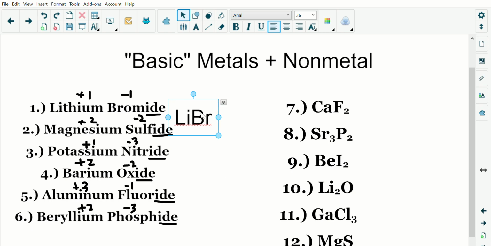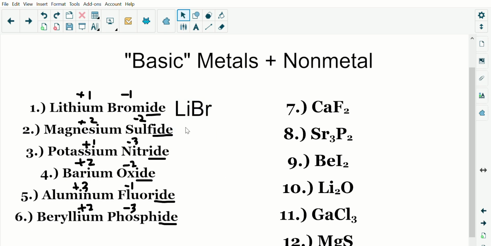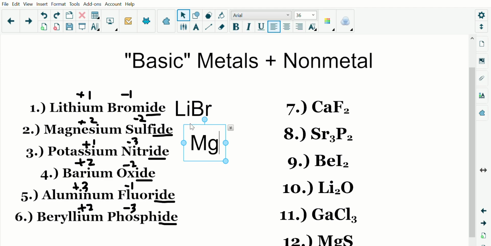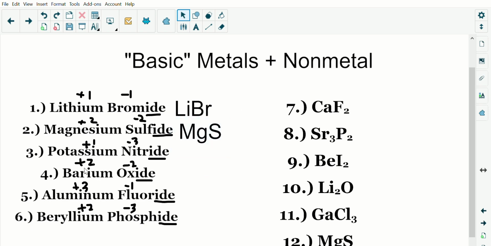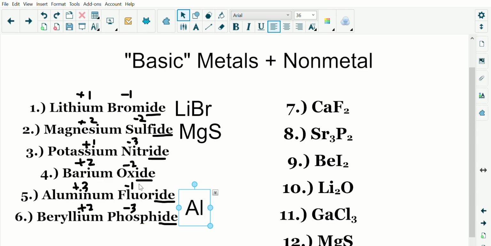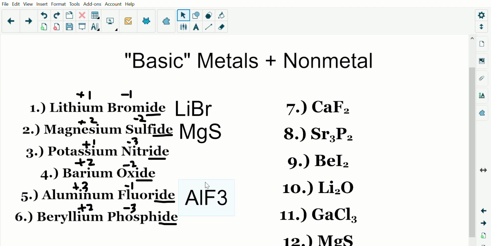It's a tie. This one is also a tie because you have a +2 with a -2. So this one is just going to be MgS. This one, aluminum fluoride: I have aluminum, which is +3, and I have 1 fluorine. So that is going to be Al, cross it over, 1, which you don't have to put, F, cross the 3, 3. And again, you would be writing these low for speed.